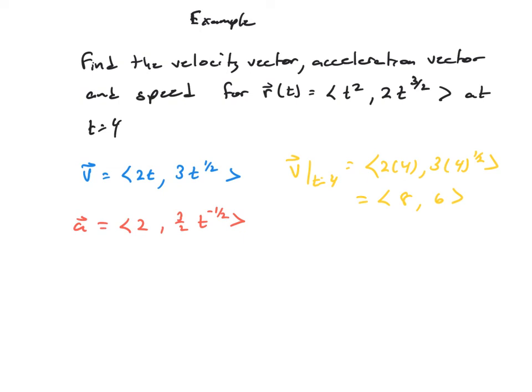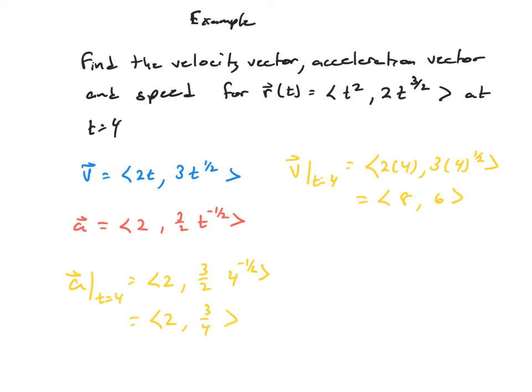Our acceleration vector, in this case, a of t, our acceleration vector at t equals 4 is going to be 2 and 3 over 2 times 4 to the negative 1/2 power. And so in that case, I'm going to get 2, and 4 to the negative 1/2 power is 1/2, so I get 2 and 3/4. So there's my acceleration vector.